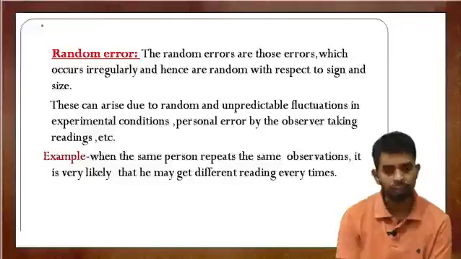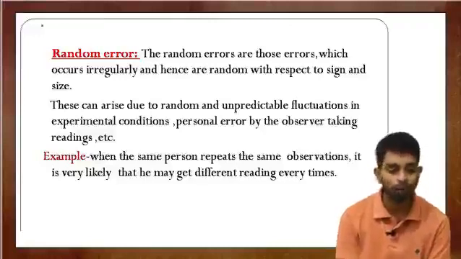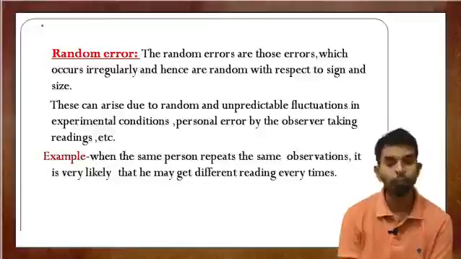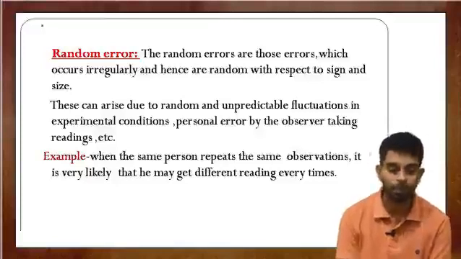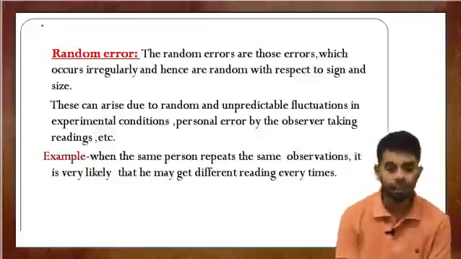And random error. What is the random error? Random errors are those errors which occur irregularly, hence are random with respect to sign and size, and these can arise due to random and unpredictable fluctuations in the experimental conditions. Personal error by the observer taking readings, etc.